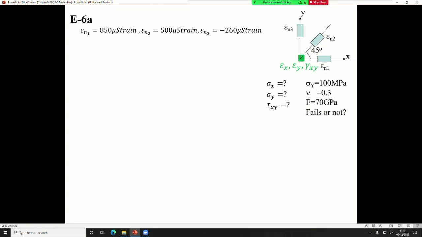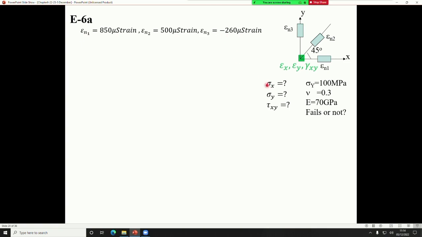So let's solve the first part of question 6, please. In question number 6, using a strain rosette, a 45 degree strain rosette, we've got these three measurements, epsilon n1, epsilon n2, and epsilon n3. In some textbooks, they write it as en1, en2, and en3.